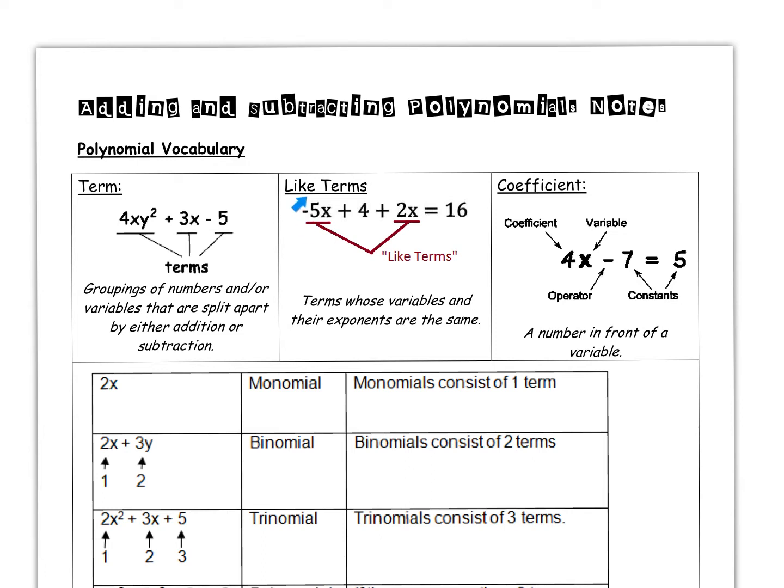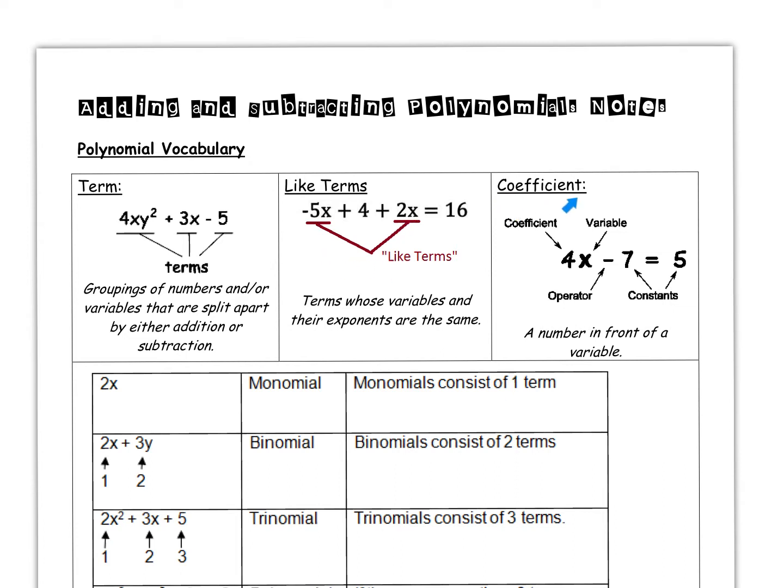Now, it's important to understand like terms. So you can see in this example that negative 5x and 2x are like terms. The reason they're like terms is because they have the same variable to the same power, all right? Or they have the same exponent. Now, you don't see an exponent here, but it's actually 1. We don't write the 1, but you can see that they both have the same variable and the same exponent. We call those like terms. That means we're going to be able to combine those like terms.